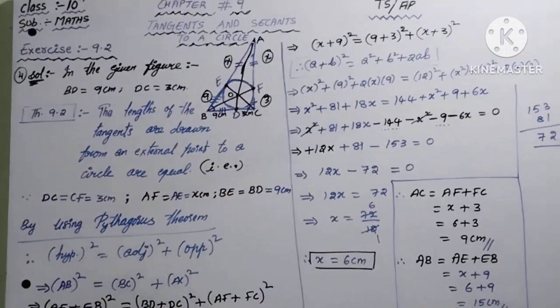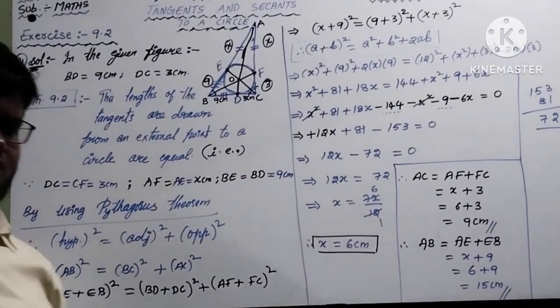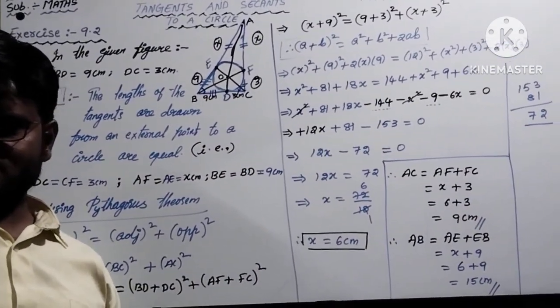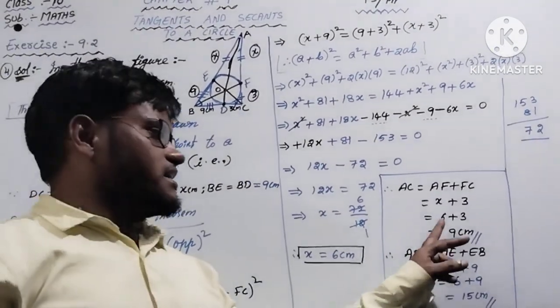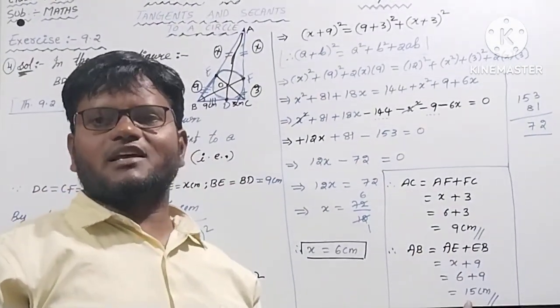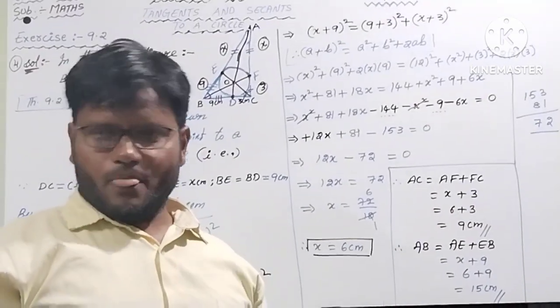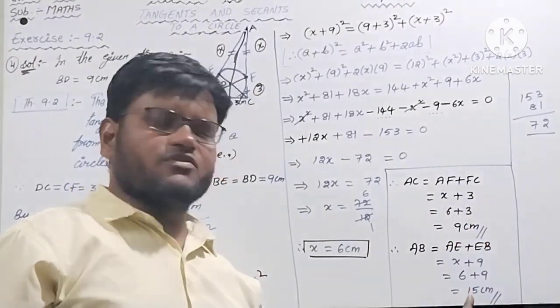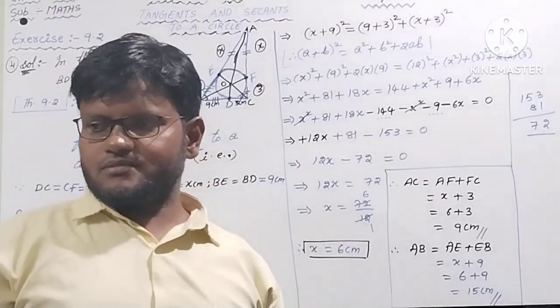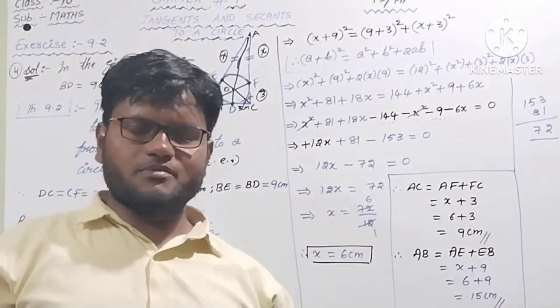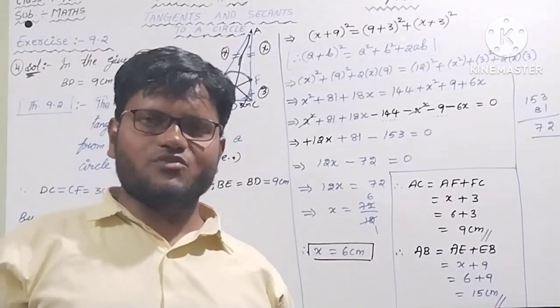Any doubts? Any doubts? No one having? So I got the answer. 9 centimeters and 15 centimeters are the required sides. Okay? Last step, write an answer. Okay? If you have any doubts, then clarify your doubts. See, one step full problem.